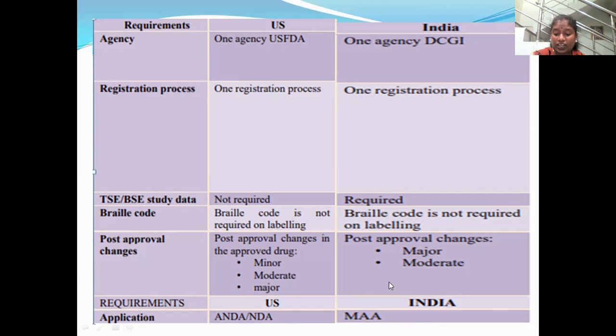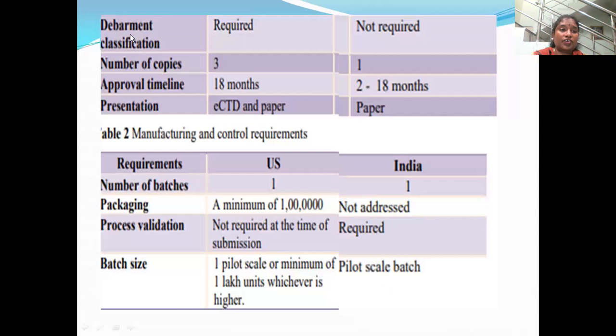Okay, next one is department qualification, which is required for the USA. In India, it is not required. As for the number of copies, in the USA we have to submit 3 copies. In India, only 1 copy is enough. And the approval timeline is 2 to 18 months.